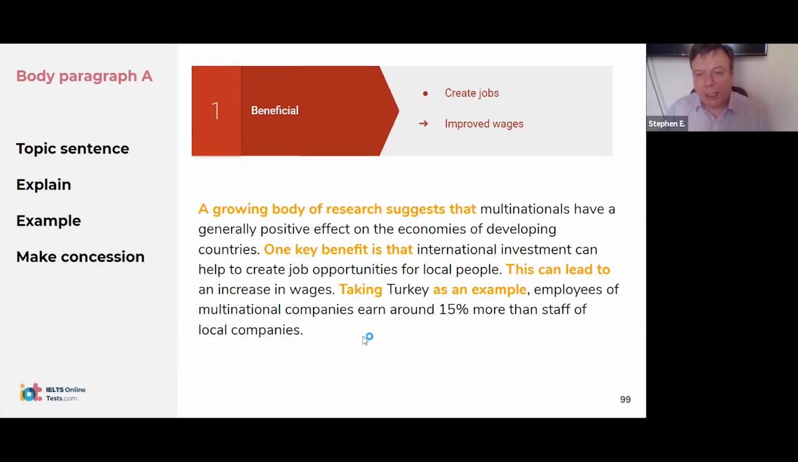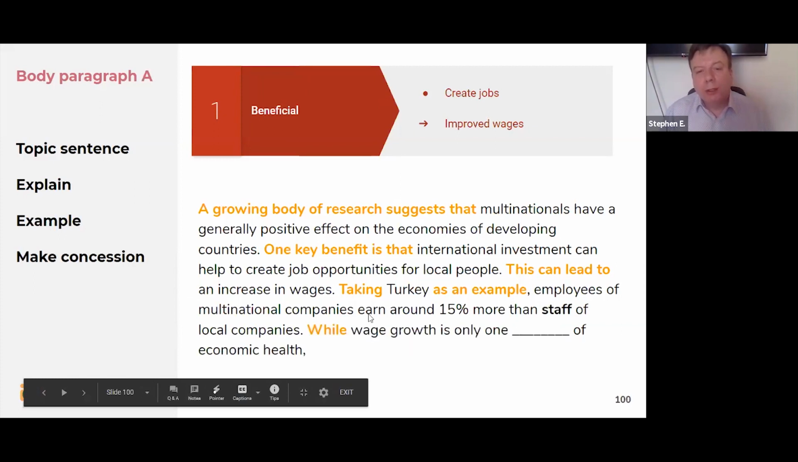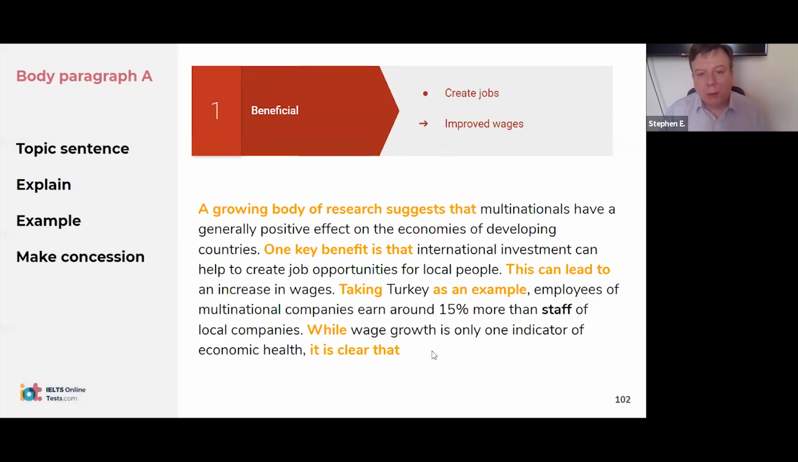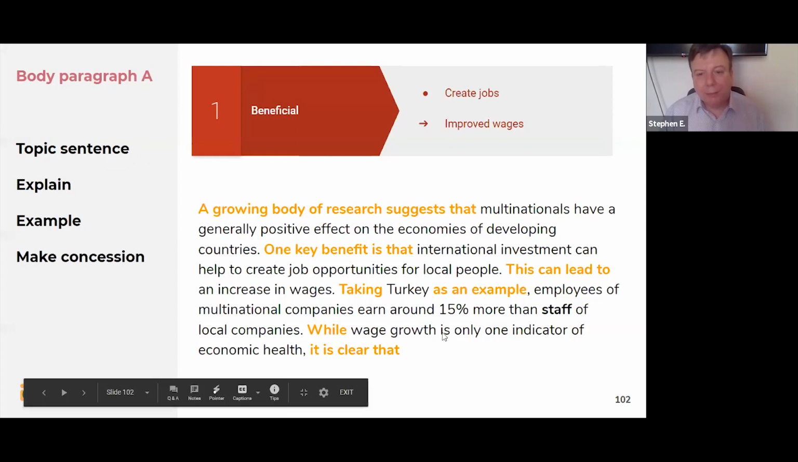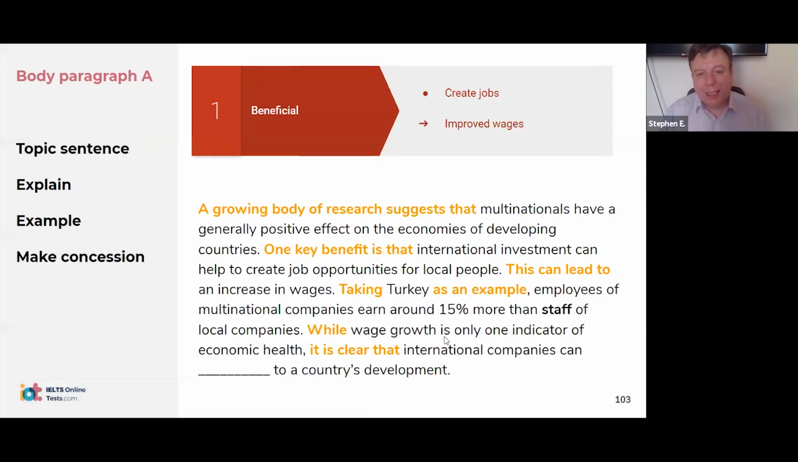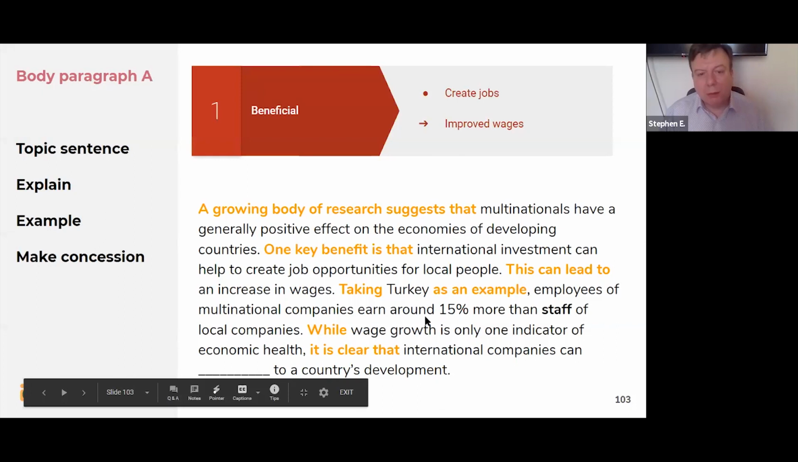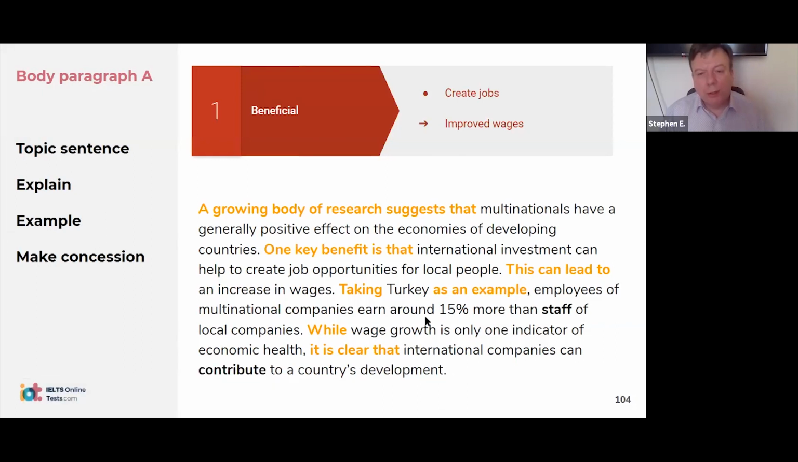And then we'll make a concession. So think about the word you would use. So we've got while. Okay. And then it is clear that companies can, international companies can, to a country's development. So what would we put in the gap? Patchy, it's probably better you do put a concession sentence in there. Yeah. It shows good control of language if you do that. Okay, contribute to a country's development.